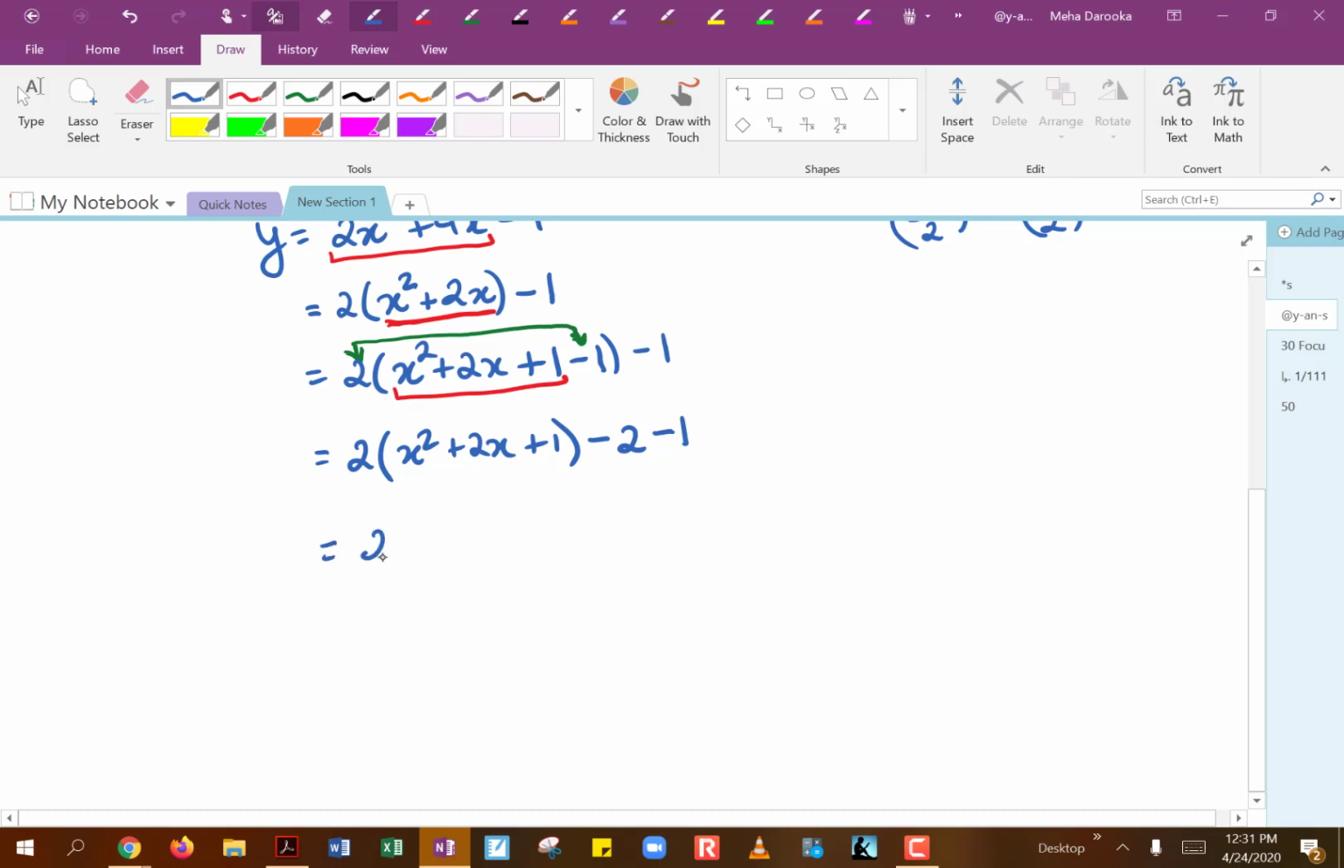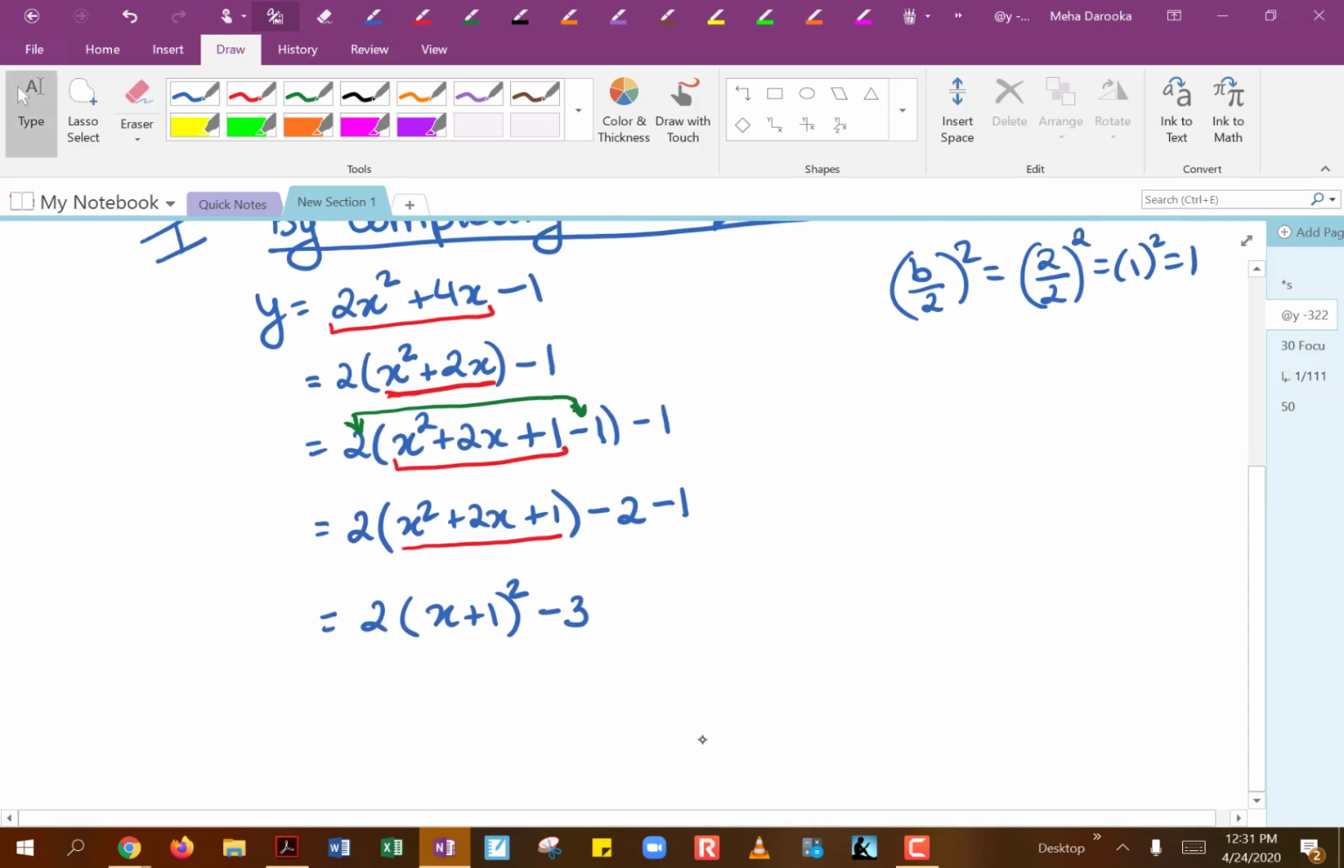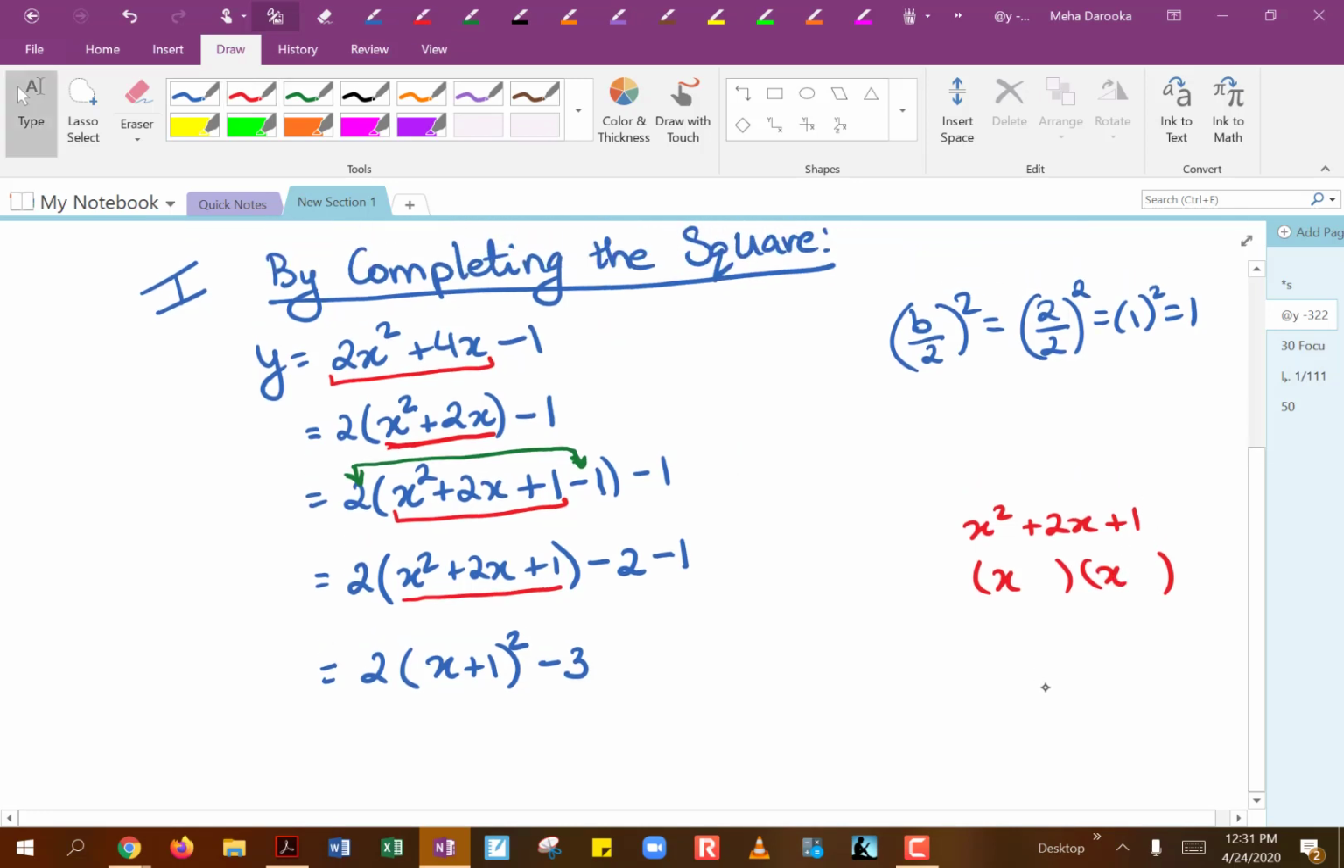Okay, so now you can go ahead and factor this, and this will factor into x plus 1 squared, and then negative 2 minus 1 at the end will end up becoming negative 3. So again, remember, with this parentheses part here, x squared plus 2x plus 1, it basically factors out into the same expression, because remember, we made this into a perfect square trinomial.